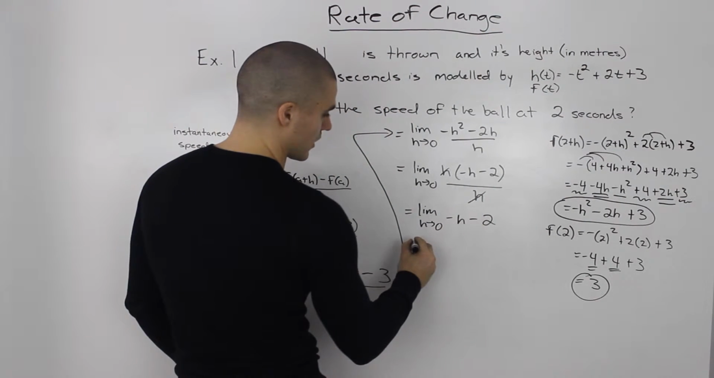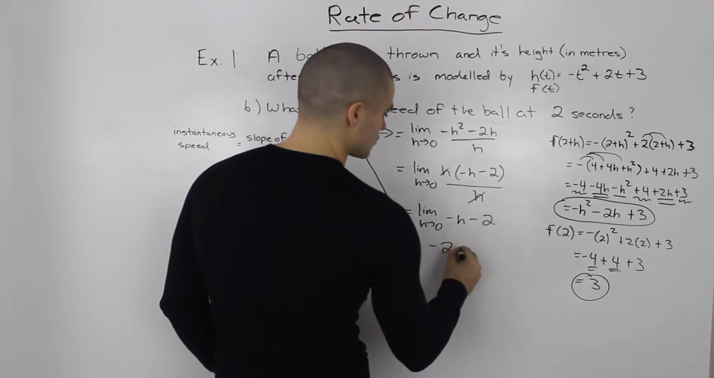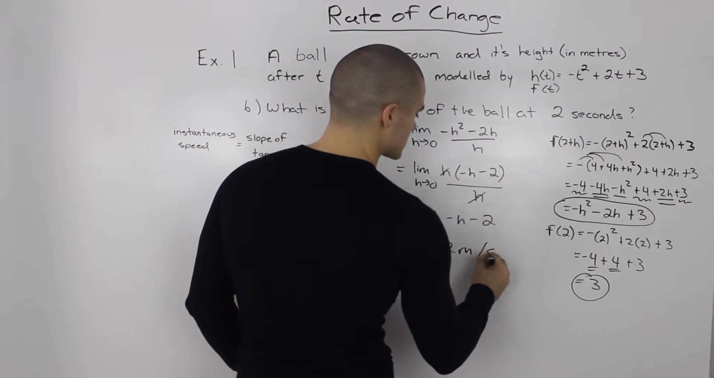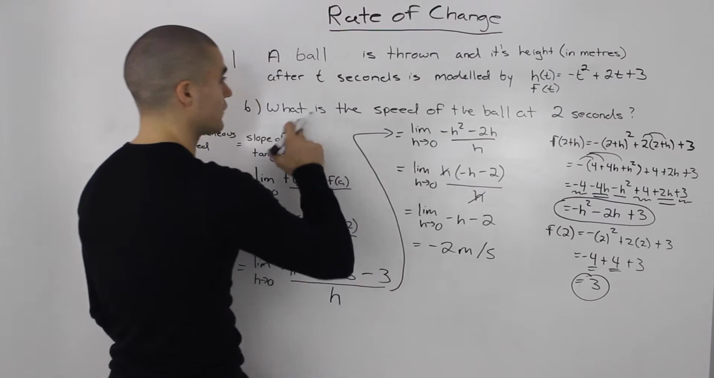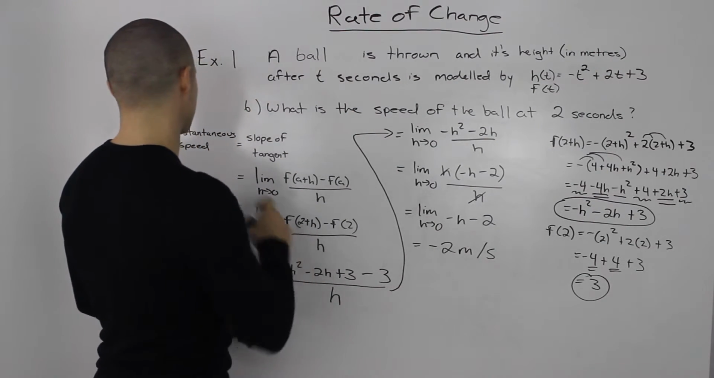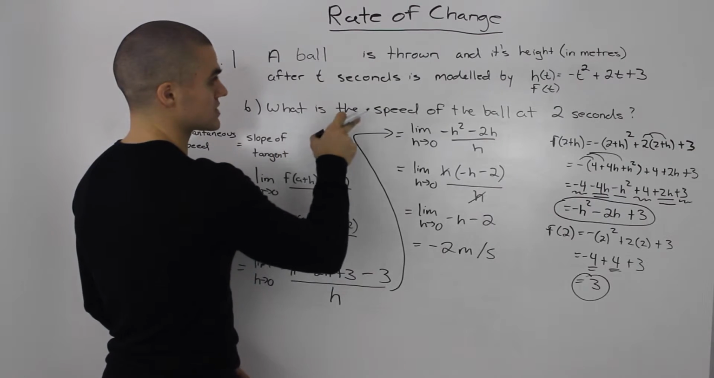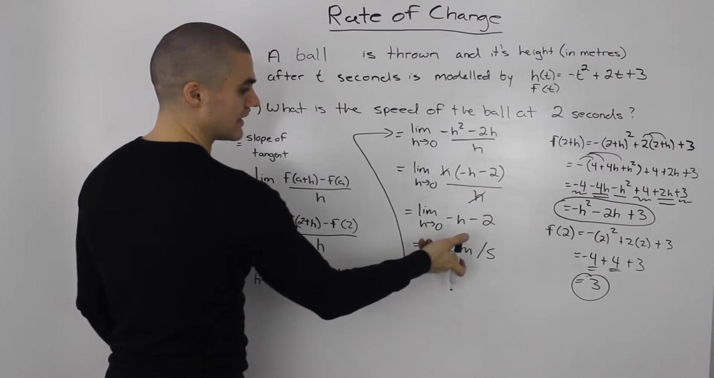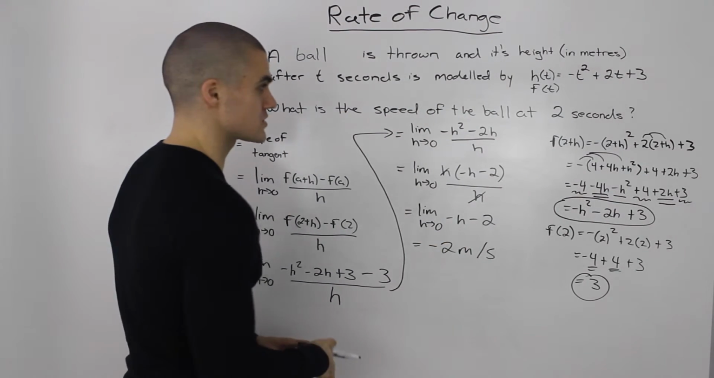When we plug in 0 for h, we're just left with negative 2 meters per second. Don't forget the units. We're finding the instantaneous velocity. So the instantaneous speed, or the speed of the ball at 2 seconds, is negative 2 meters per second.